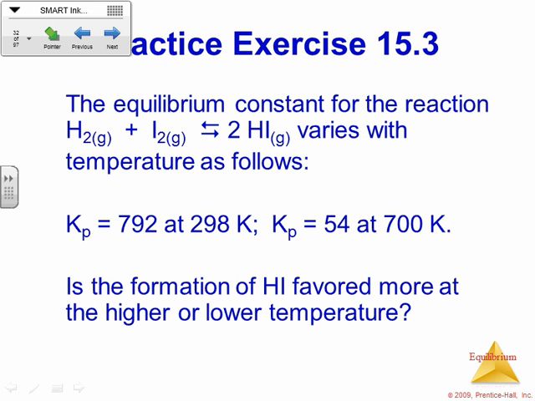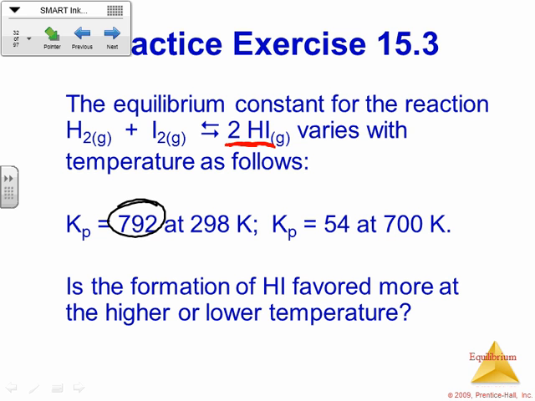But okay, the equilibrium constant for the reaction H2 plus I2 yields 2HI varies with temperature as follows. So we've got our KP. What they're saying here is KP is bigger at a lower temperature. Is the formation of HI favored more at the higher or lower temperature? So if this K is bigger here, 792, then that means at that point we've got more of the HI being formed.